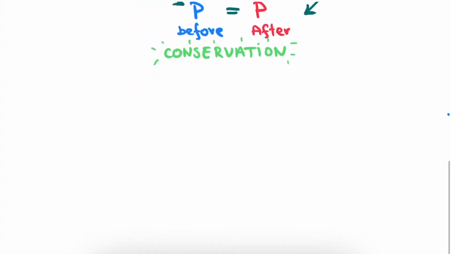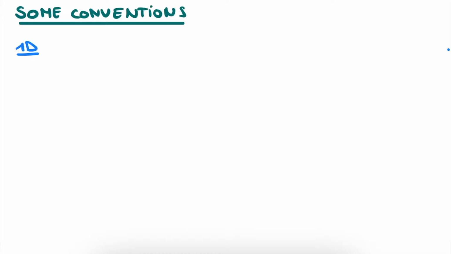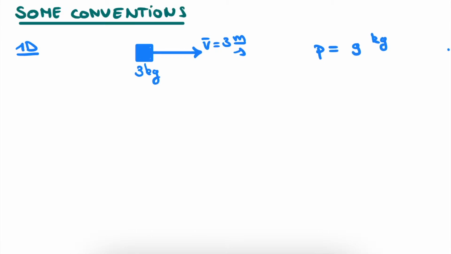And as with any concept in physics, there are of course some conventions attached to it. So before we continue, let's first look at some sign conventions. In this video, we will consider one-dimensional systems, meaning that an object can go in two directions only. Let's say that we have an object with a mass of 3 kilograms, and we say that it moves in the right direction with a velocity of 3 meters per second. Then we can calculate the momentum of this object as being 9 kilograms meter per second. And this will be a positive quantity, so now we explicitly put a plus sign in front of it.